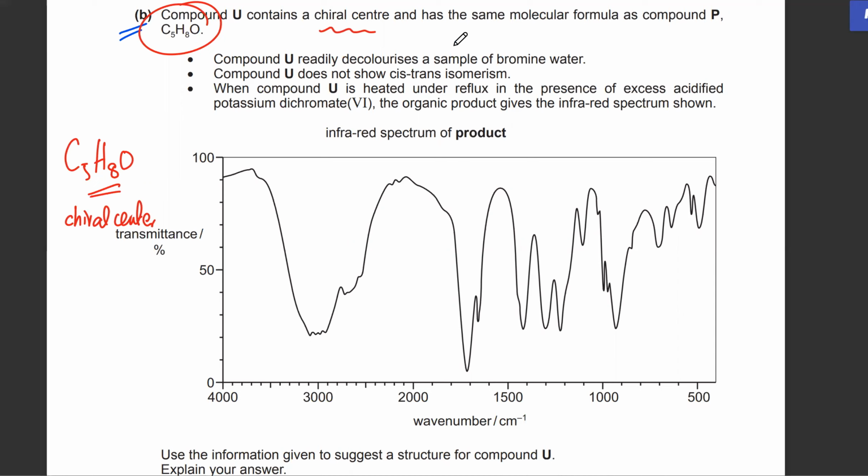अच्छा, it readily decolorizes bromine water. What information do you get from this bromine water? Alkene. So it's an alkene. So it's got a double bond as well. So it's got a chiral center, it's got a double bond as well. Does not show cis-trans isomerism. What does that mean?